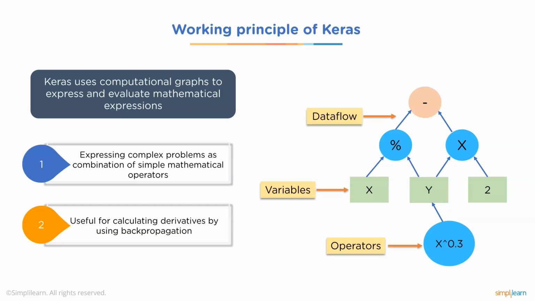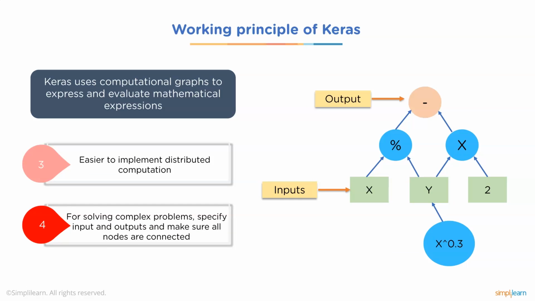So if we're dealing with neural networks, when we send the error back up to figure out how to change it, this makes it really easy to do that without banging your head and having to handwrite everything. It's easier to implement distributed computation, and for solving complex problems, specify inputs and outputs and make sure all nodes are connected. And so this is really nice as you come in through, is that as your layers are going in there, you can get some very complicated different setups nowadays, which we'll look at in just a second. And this just makes it really easy to start spinning this stuff up and trying out the different models.